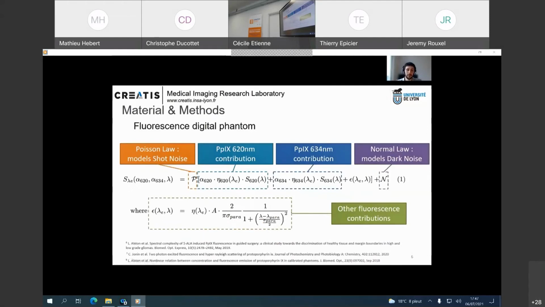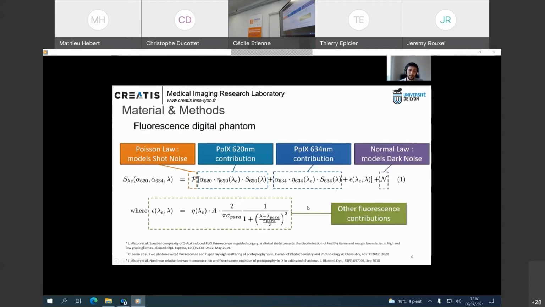To be able to have a correct comparison of the different approaches, we used a numerical phantom of fluorescence. As you can see on this slide, the phantom models the fluorescence and the detection. Indeed, the Poisson law here models the probability that a given photon reaches a detector cell, and the normal law here models all noises that are directly linked with the electronic processing of detector information.